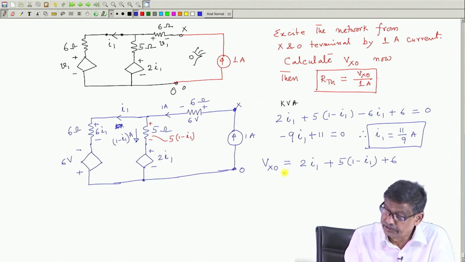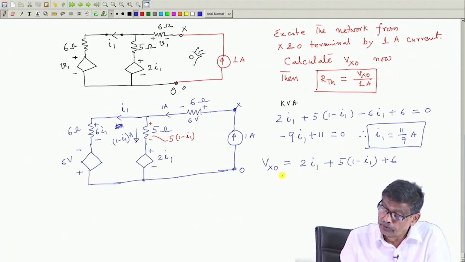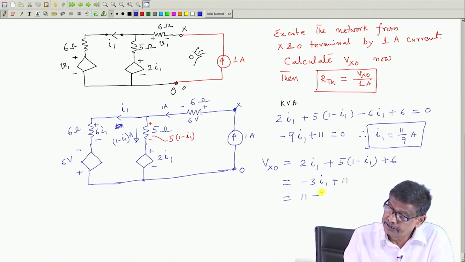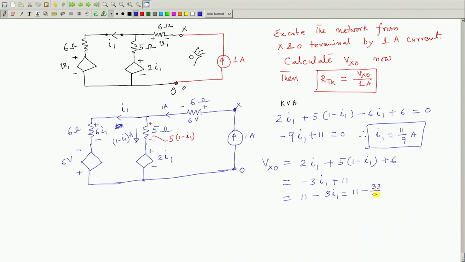That is what Vxo is. This is not the Thevenin voltage, it is the voltage existing across the current source. So, this one will be 2 I1 and minus 5 I1 means minus 3 I1, and plus 5 plus 6, that is plus 11. And so, it will be 11 minus 3 into I1, which is equal to 11 minus 33 by 9, because I1 is 11 by 9.